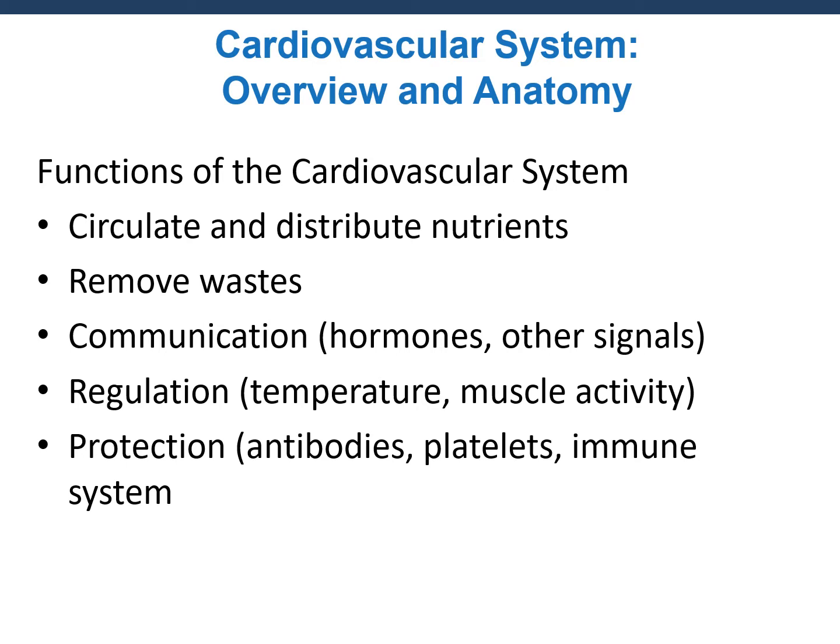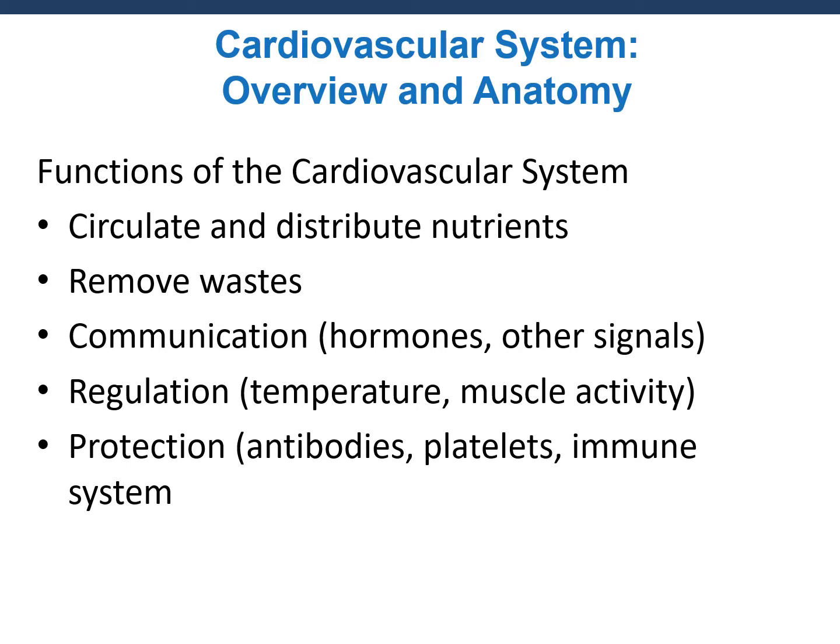Now, the functions of the cardiovascular system are as follows. It circulates and distributes nutrients, so things like oxygen and glucose, as well as other proteins and lipid molecules. It removes wastes like CO2 and other waste byproducts, different nitrogenous products, bilirubin, etc. It is involved in communication. It does this by circulating hormones as well as other proteins and different signaling agents in the body.